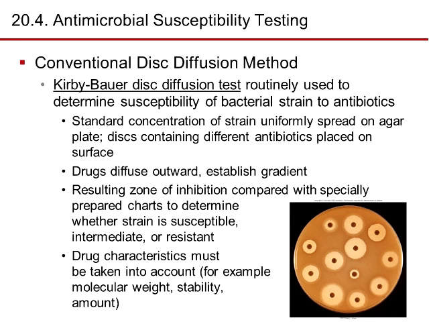There's also a conventional disc diffusion method called the Kirby-Bauer disc diffusion test. This is routinely used to determine the susceptibility of bacterial strains to antibiotics. A standard concentration of the strain is uniformly spread on an agar plate. The discs containing different antibiotics are placed on the surface. So it's a great big plate, about 5.5 to 6 inches in diameter.